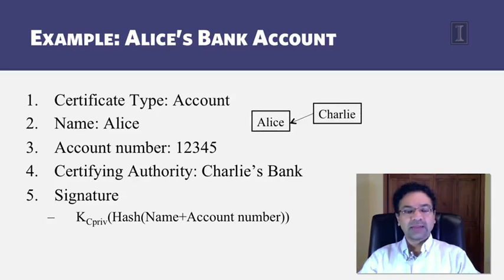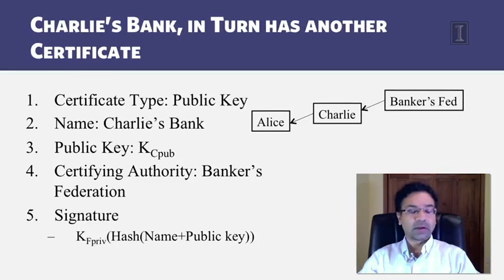So here we have shown Alice getting a certificate from Charlie's bank, but Charlie in turn should be given a certificate, for instance, for Charlie's public key.